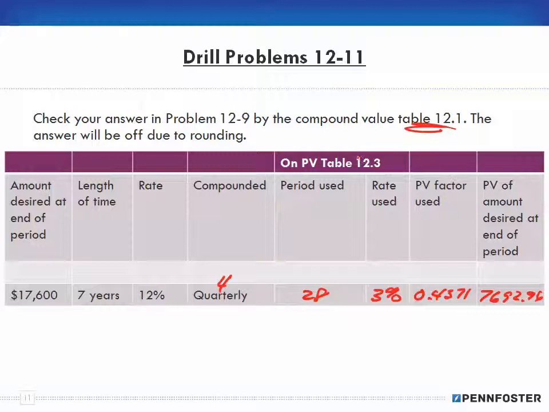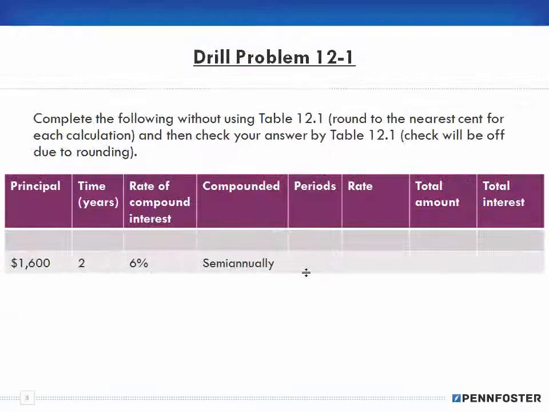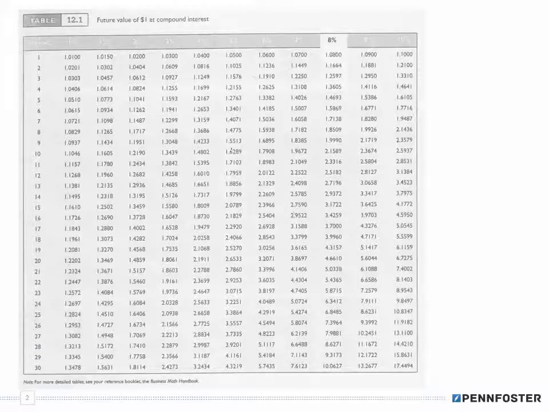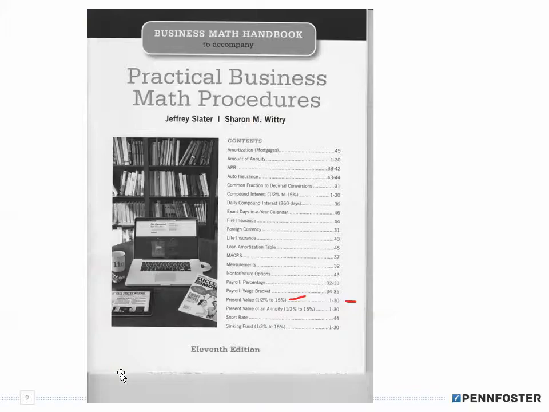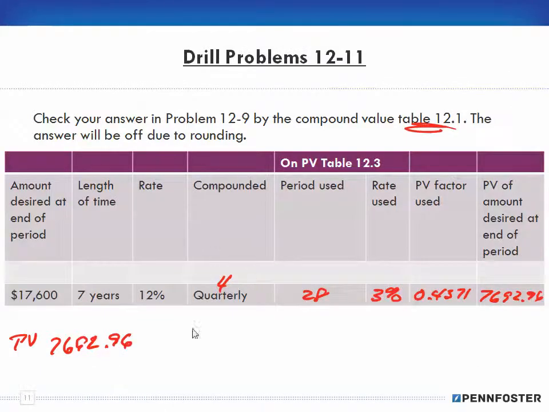So if we're going to do this in reverse, because we're going to do the present value using table 12.1, we're going to use the future value. So we're saying that our present value is 7,692.96. Now we need to look at the future value table for 28 periods and 3%. So here's our 3% column for 28 periods. That gives me a factor of 2.2879.